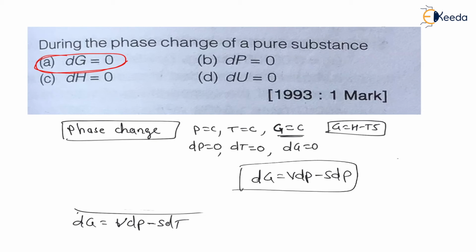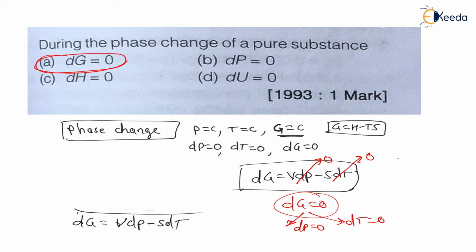And my dear students, during phase change, the change in pressure is 0, right? And S dT, we have to say, during phase change, change in pressure is 0 and change in temperature is also 0. That means change in Gibbs function is 0. Whenever change in Gibbs function is 0, then change in pressure is always 0 and change in temperature is also 0. Therefore, for phase change, all these conditions must be satisfied, and whenever change in Gibbs function is 0, then change in temperature as well as change in pressure is always 0. Therefore, here option A is the correct choice.